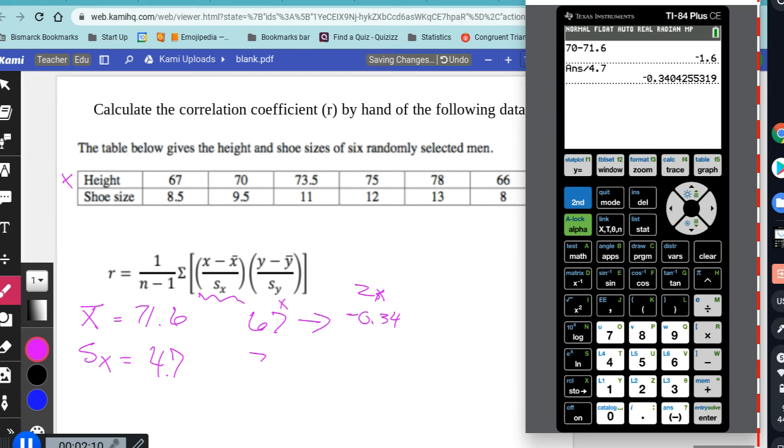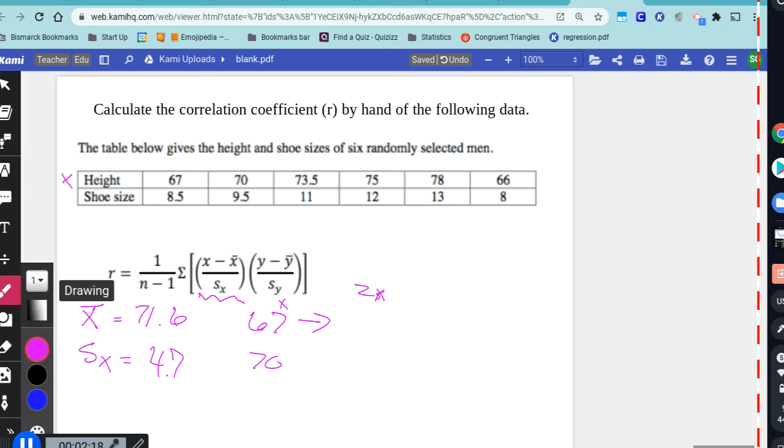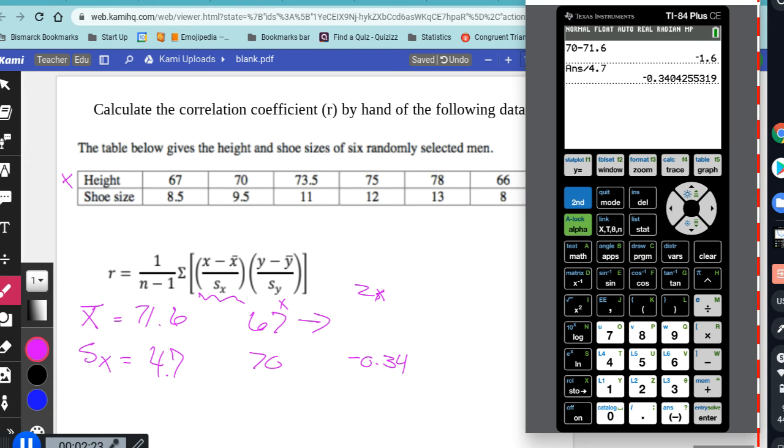And then you're going to do that for 70. Oh, that was 70. Oops. Okay, I need to do that for 67. 67 minus 71.6 divided by 4.7. So the z-score for 67 was actually negative 0.98.